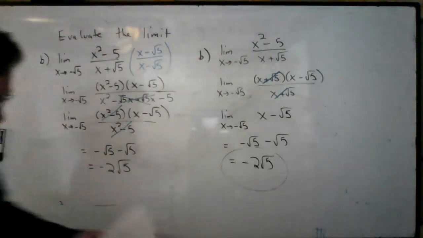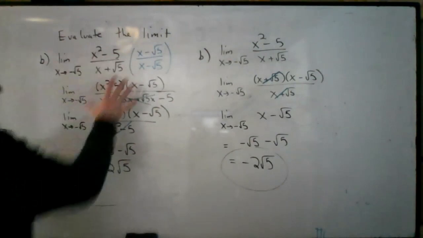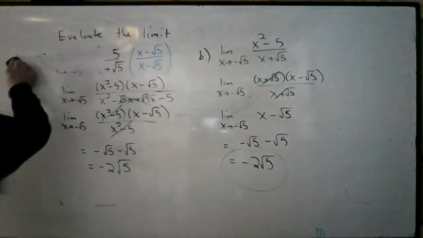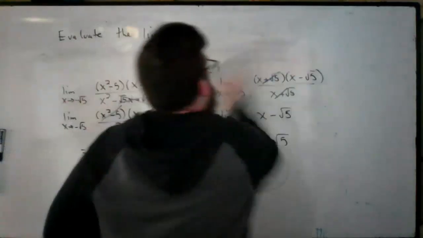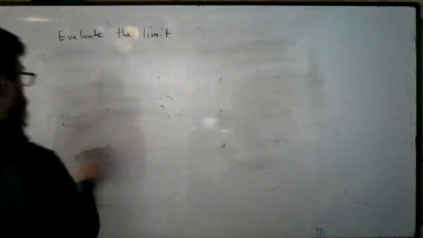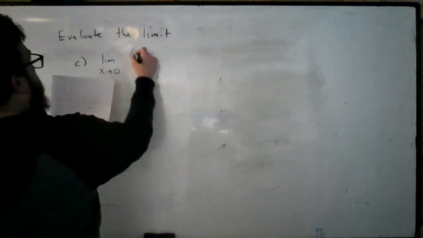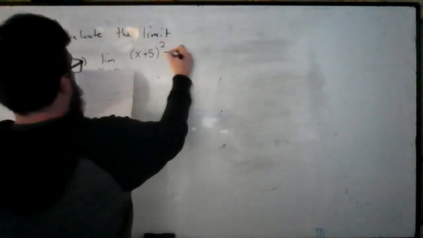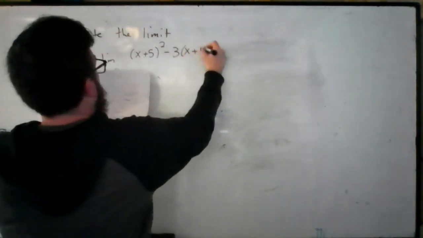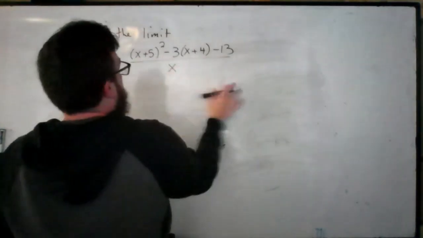Now, the third most common method of evaluating limits, they tend to always come down to a method of factoring. But sometimes we have functions that are not written in expanded form. Like C, find the limit as x approaches 0 of ((x plus 5) squared minus 3 times (x plus 4) minus 13) all over x.